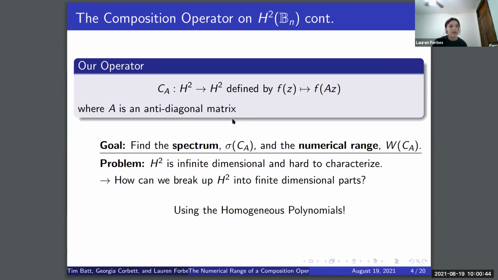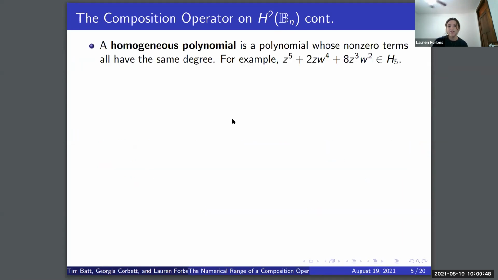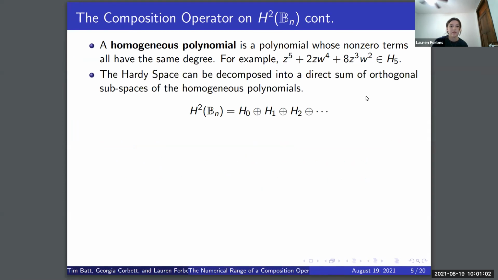And lucky for us, this can be done using the homogeneous polynomials. A homogeneous polynomial is a polynomial whose non-zero terms all have the same degree. In this example, every term has the same degree of 5. So this polynomial is in the homogeneous polynomials of degree 5, or H5.